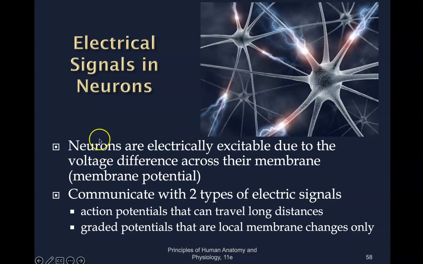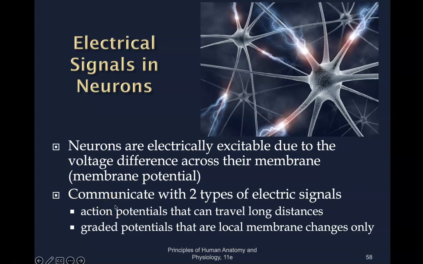So again, this first one is going to focus on the fact that neurons are electrically excitable cells. This is due to something we call a voltage difference across the membrane. We're going to talk a little more about that in just a minute. That's what sets up their membrane potential and allows them to be potentially excitable.